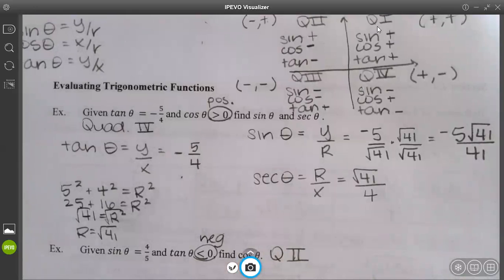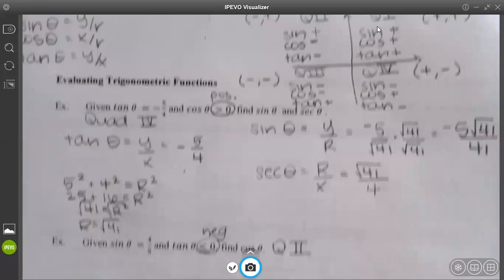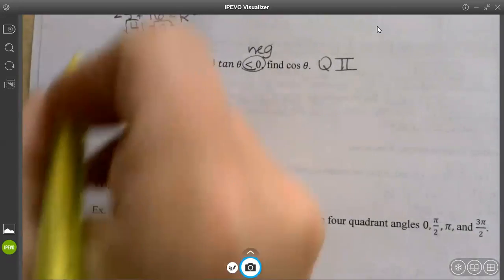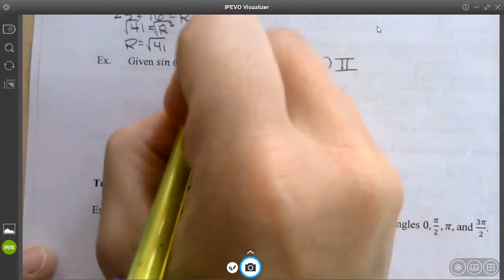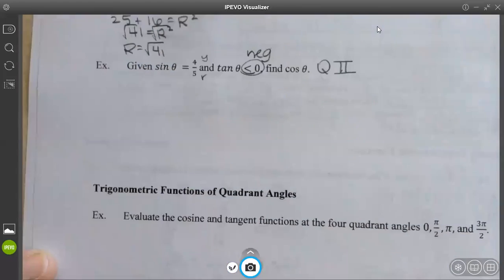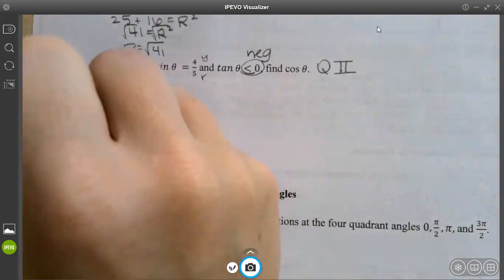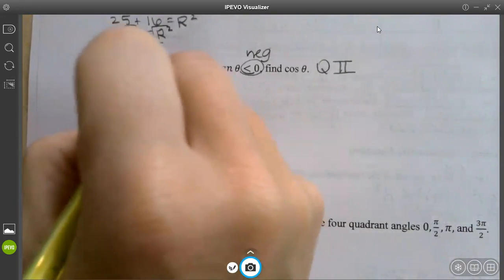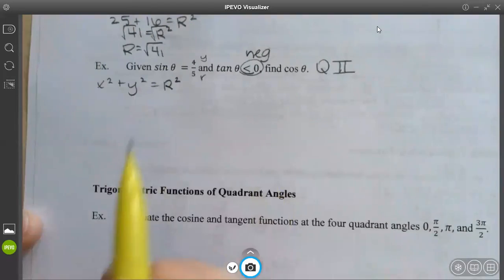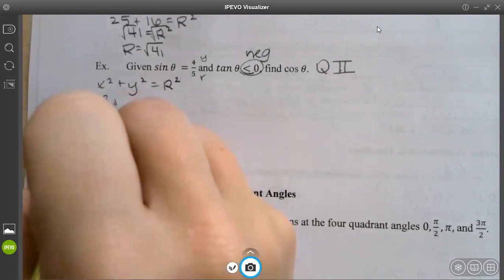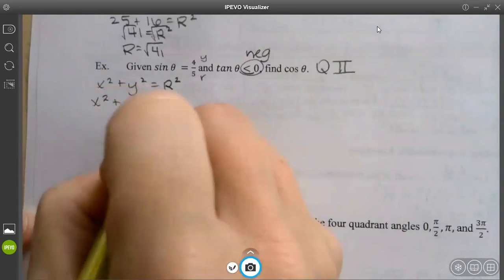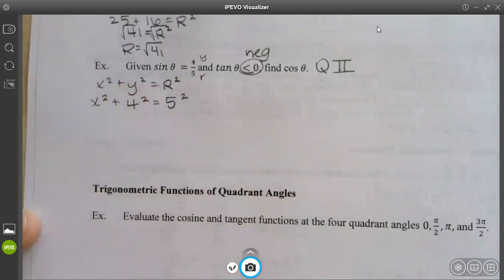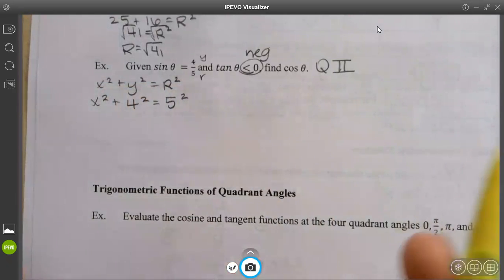You guys have that on your paper, right? This little thing. All right, I'm going to move it on up. So remember that sine is y over r. What do we not have? X. So remember we do x squared plus y squared equals r squared. We don't know x. We know y is 4. We know r is 5. Always put positives in here because they're going to multiply out anyway. So when you square it, it's going to be positive. So I don't ever use the signs in here.